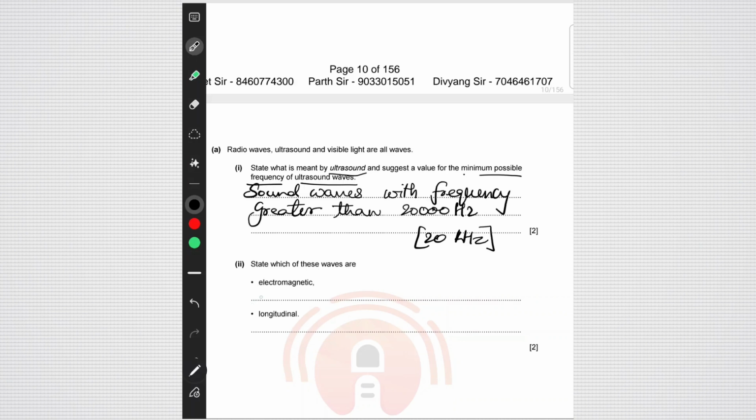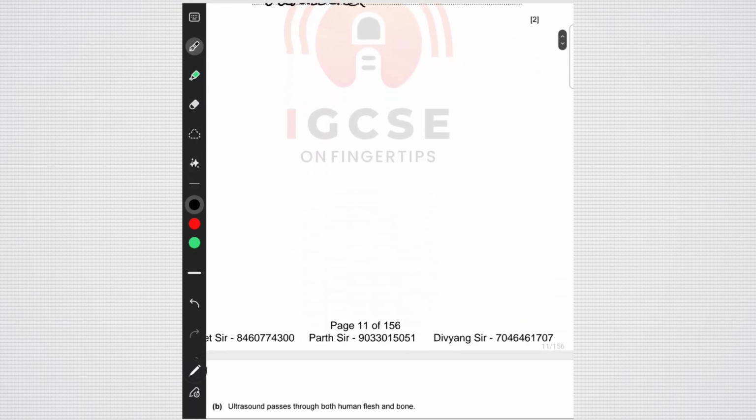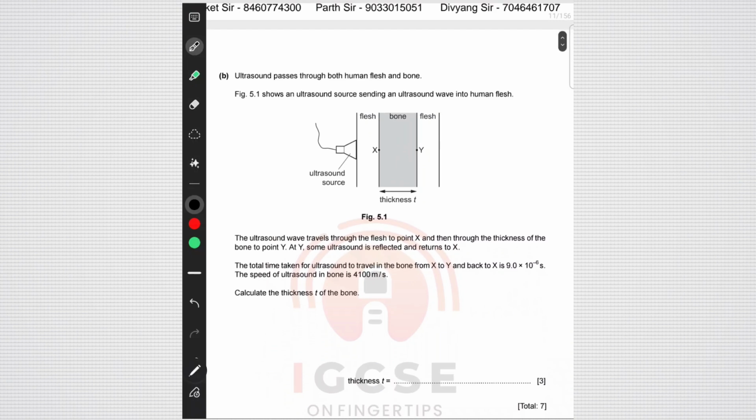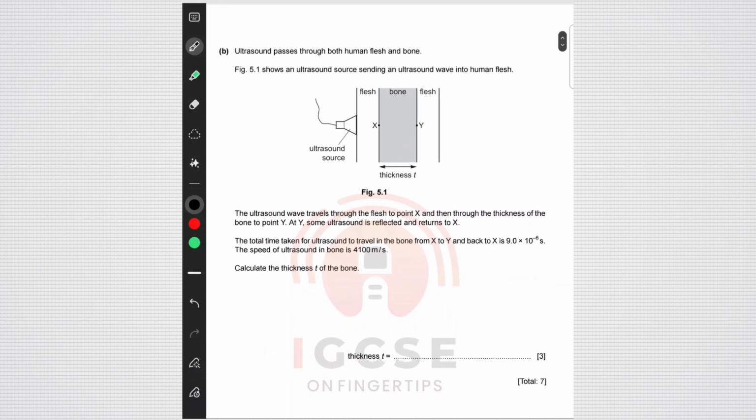State which of these waves are electromagnetic. So radio waves are electromagnetic, visible light is electromagnetic and longitudinal. Ultrasound, because it is sound, it has to be longitudinal. Do not confuse ultrasound with ultraviolet rays, they are different. Then this seems like a big question.